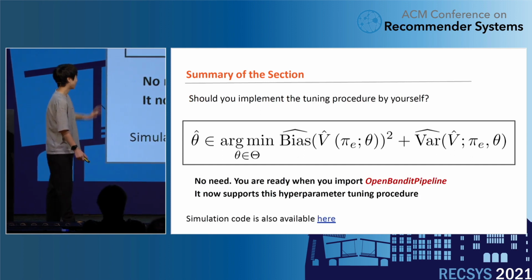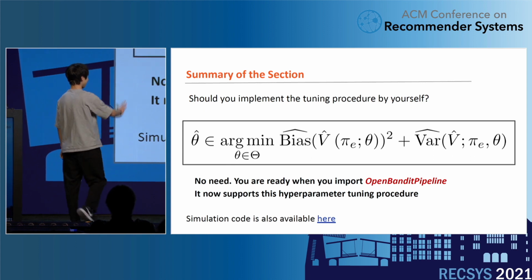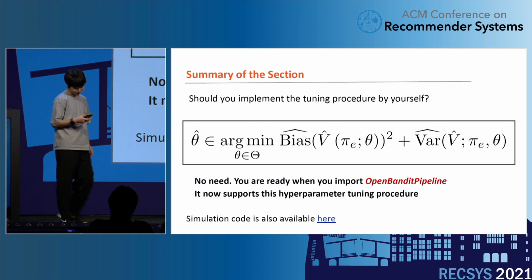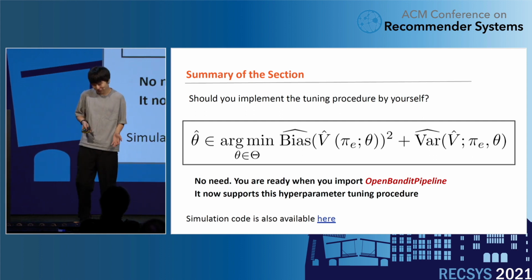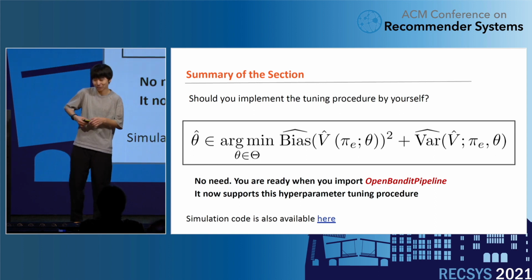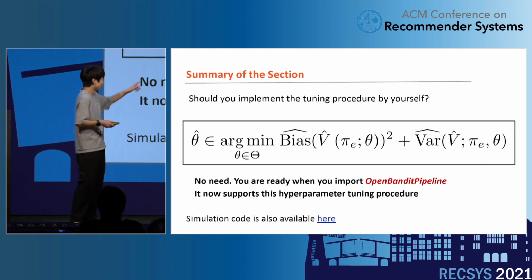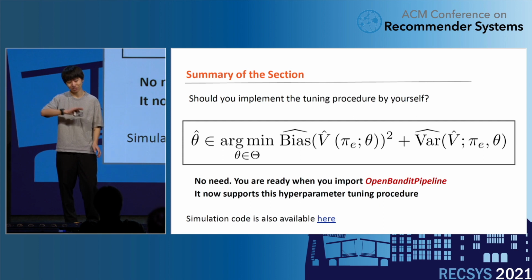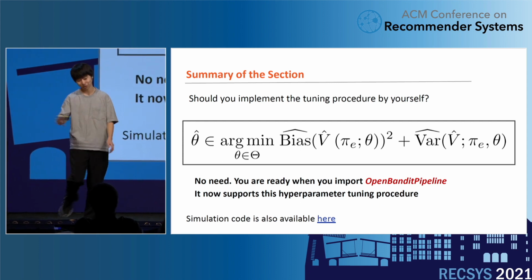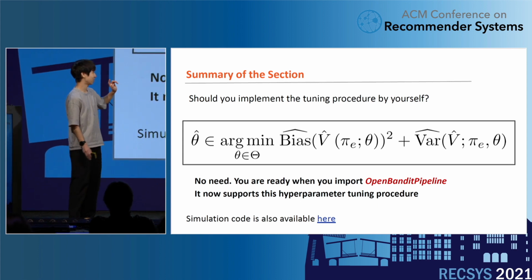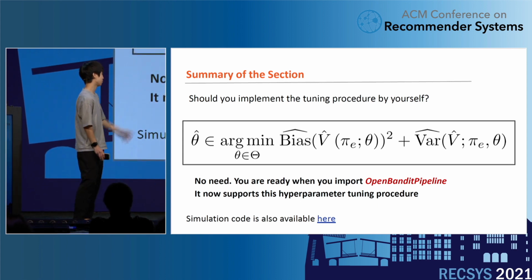So again, let me introduce that the OpenBanditPipeline, the Python package, has already implemented this very recent hyperparameter tuning procedure. So you don't have to go through every detail of this procedure when you use that. You just import this package, and you are now ready to use this hyperparameter tuning. So you can automatically tune, for example, the shrinkage estimator or the doubly robust estimators when we use this package. And I'm going to talk more in the second half about this package.